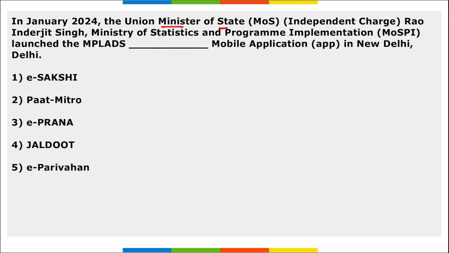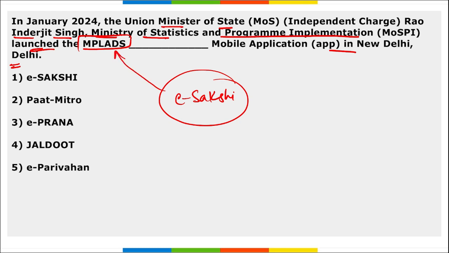Next, Minister of State Rao Inderjit Singh, that comes under the Ministry of Statistics and Programme Implementation, launched the MPLADS mobile application in New Delhi. So they launched the MPLADS application. The name of that application is Sakshi. It is the mobile application of MPLADS, right? Sakshi, right? Mark this important. Now what does this Sakshi stand for? This question can also be asked to you. What is this Sakshi application?